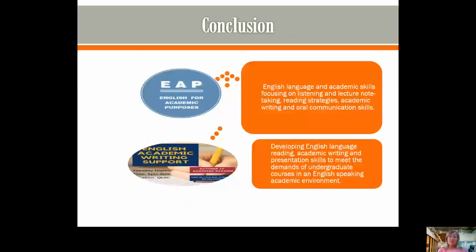So I come to the end of my video. So in the English for academic purposes, to sum up, what does it cover? You have English language and academic skills, focusing on listening and lecture note-taking, reading strategies, academic writing, and oral communication skills. In your second module, English and Academic Writing, you have developing English language, reading, academic writing, and presentation skills. Why? To meet the demands of your undergraduate courses in an English-speaking academic environment.